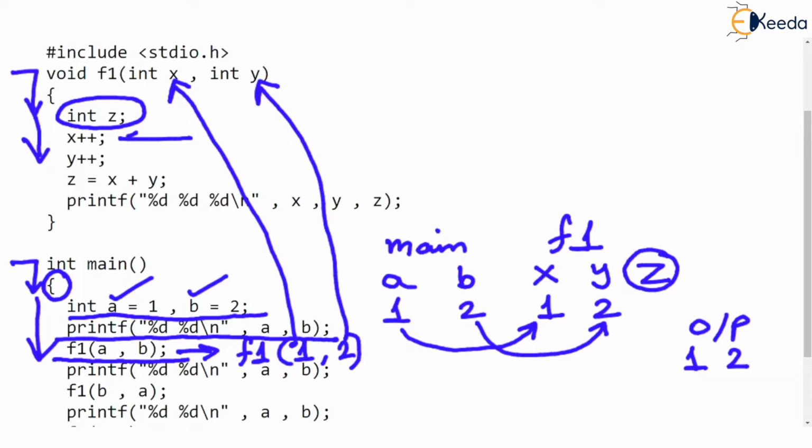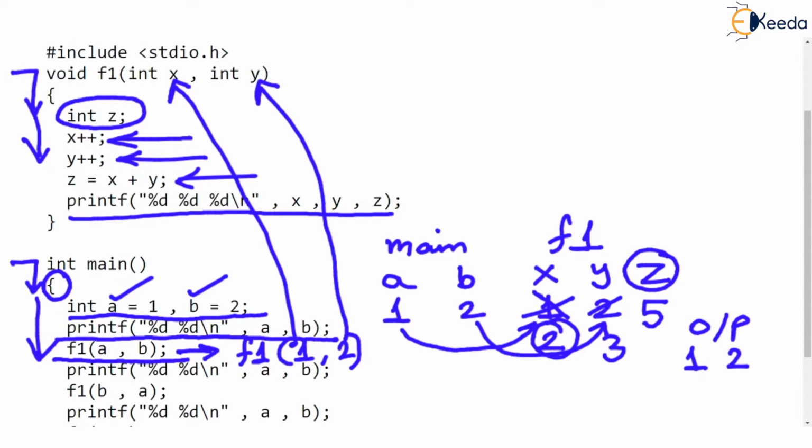Now check the line x++, which means x should become 2. So I am updating the value of x to 2. And check the next line of the function, y++, so y becomes 3. The next line of the function is z = x + y, so z will become 5, that is 2 plus 3. And the last line of the function prints x, y and z on the screen. So the output will be 2 3 5. Previously the output printed was 1 2, so the second line will be 2 3 5.